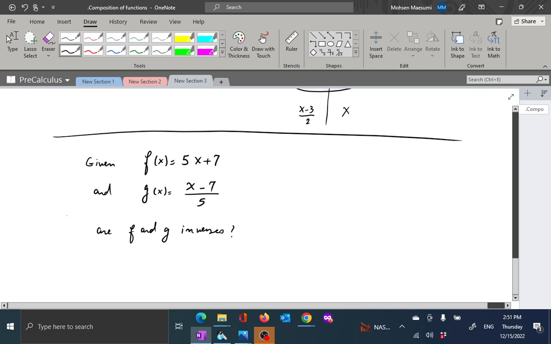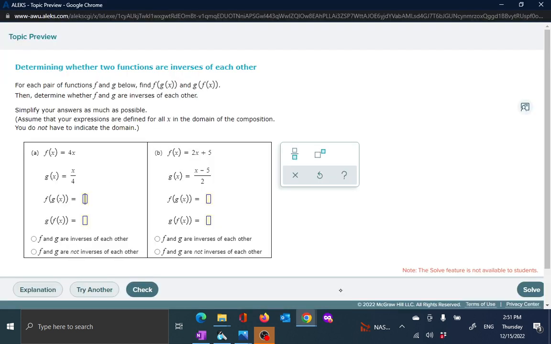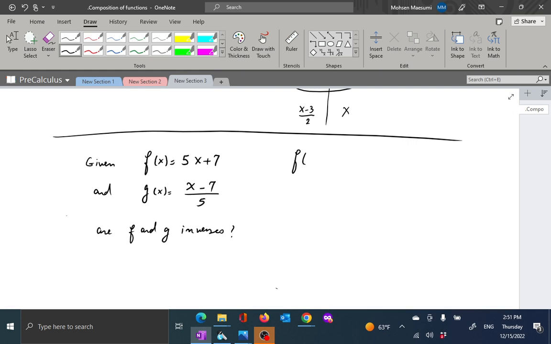That is more or less the question that was on Alex. Let's see, here's my Alex page. So for example, here 2x plus 5 and x minus 5 over 2, are they inverses of each other? Obviously so, by what we just talked about. But how do you go through the steps? Well, one style is to compose the two functions. What is f of g of x?